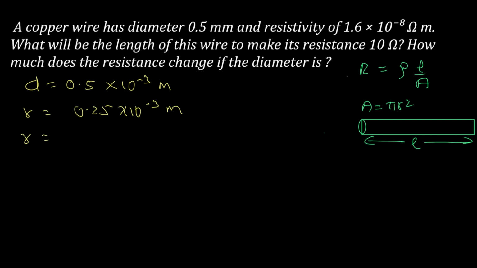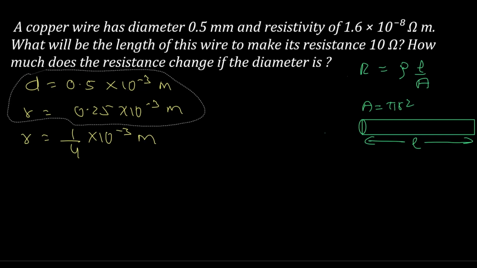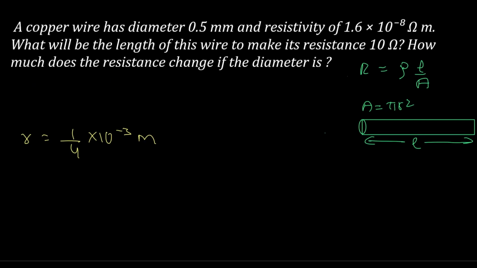Now, I will simplify it further, because the calculation involved can be difficult at times. That's why I first simplified it here. We got the radius, and the resistivity is how much? The resistivity, which is denoted by this rho, is 1.6 into 10 raised to the power minus 8 ohm meter.